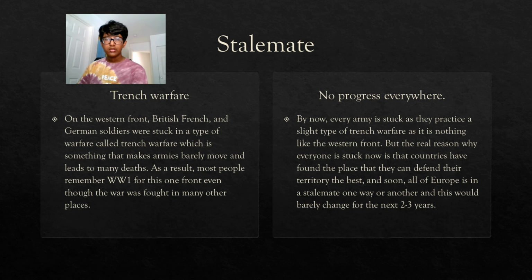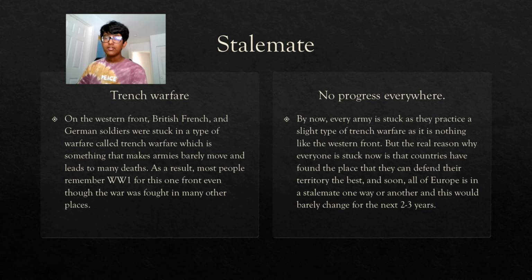Now's the part of the war where a stalemate kicks in, and a stalemate is when two armies make no gains territorially. No other front is more notable for stalemate than the Western Front, as British, French, and German soldiers were stuck in a type of warfare called trench warfare, which is something that makes armies barely move and leads to many deaths. And as a result, most people remember World War I for this one front, even though the war was fought in many other places.